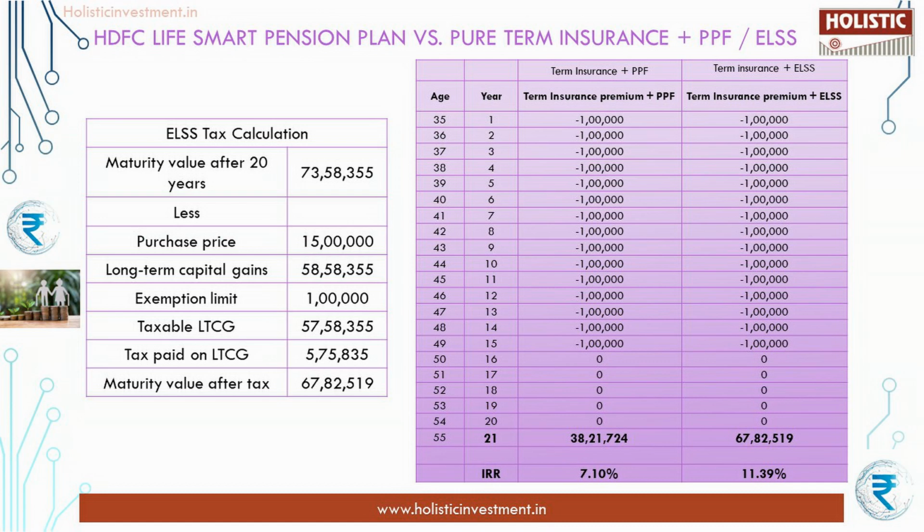ELSS investments are subject to capital gains tax at the time of redemption. Post-tax value is taken for IRR calculation. The tax calculation for ELSS is given here. The IRR for the term insurance plus PPF combo is 7.1% and the IRR for the term insurance plus ELSS combo is 11.39%, which is a post-tax return. The above calculation and comparison clearly show that the IRR is an inflation-beating one, and also you enjoy the maturity benefit fully as per your choice. Either you can invest this lump sum amount for your retirement or utilize it for other life goals. This feature is missing in HDFC Life Smart Pension Plan, which makes the investor handicapped by lack of investment opportunities.